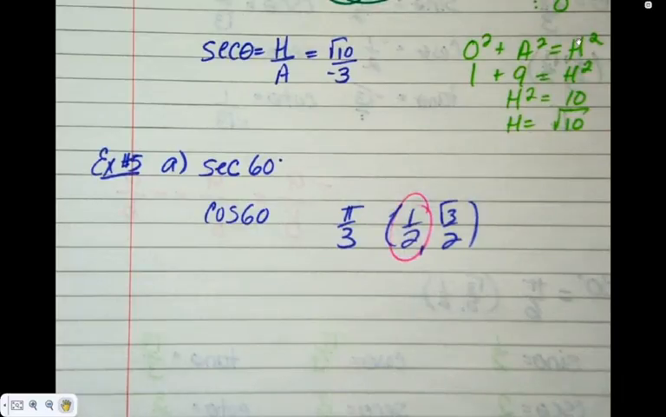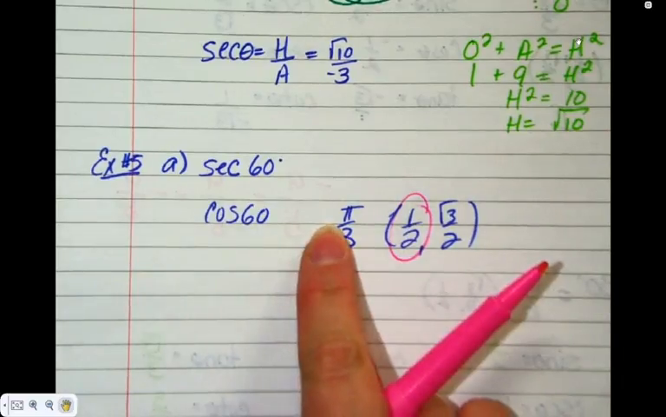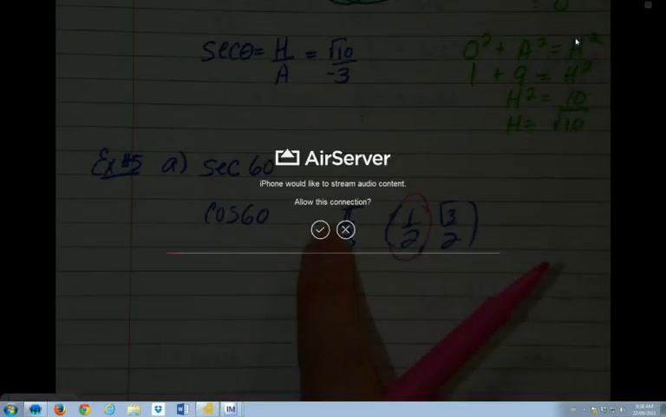Then we do the quadrant. We look at the numerator, which in this case is just pi on 3, so it is quadrant.